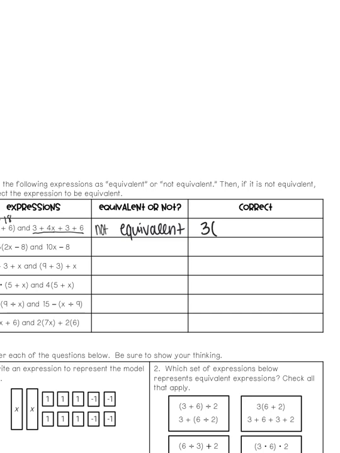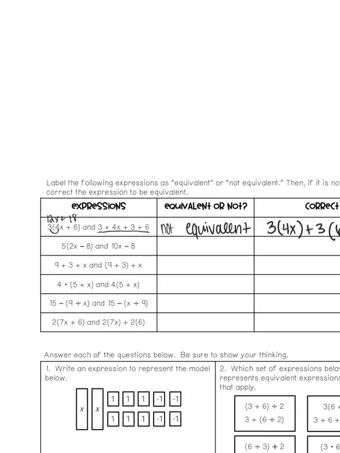It would be equivalent if I was multiplying 3 times 4x plus 3 times 6. All right. Now I have 5 times (2x minus 8), and they're saying that that's equivalent with 10x minus 8. Well, if I distribute my 5, I do get 10x, but I also have to distribute the 5 to the 8, so I wouldn't still have minus 8. It's not equivalent, because when I multiply that 5 by 8, I now have 10x minus 40. Okay, because 5 times 8 is 40.